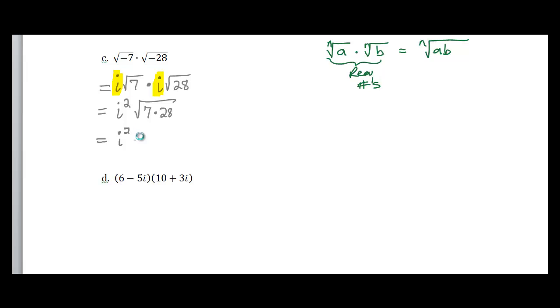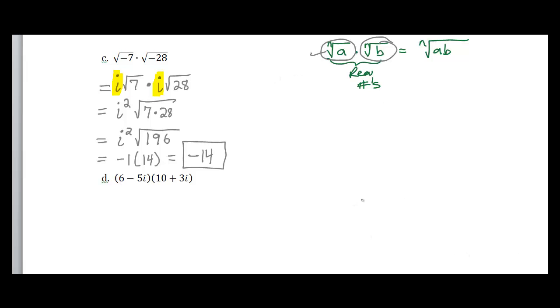If you put that into your calculator, we get i squared times the square root of 196. If you think about it, 196 is a perfect square. We have i squared, which is negative 1, and the square root of 196 is 14. And so our solution would be negative 14. So be careful. We can only use this rule if we know that these two things are real numbers. Since they weren't, we had to make sure that they became real numbers, and after we knew that, we applied this rule right here.